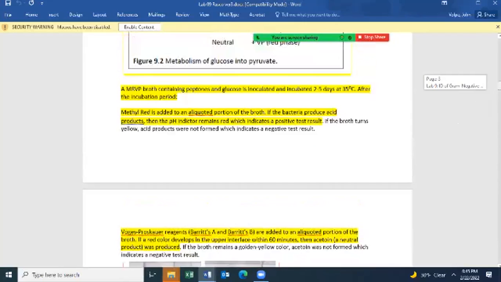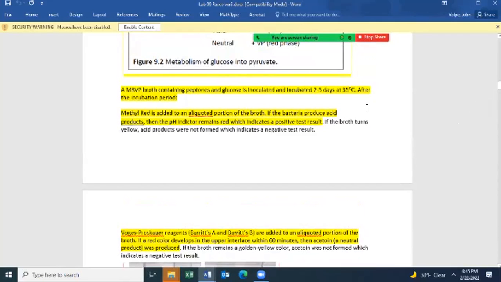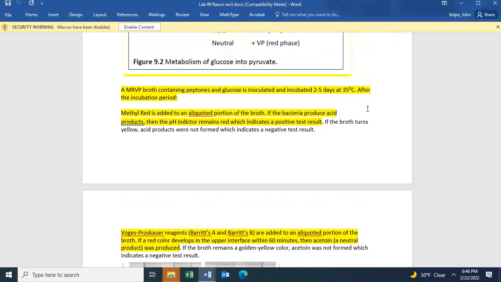All right, the MR-VP test is incubated for 2 days to 5 days. Let me see if I can remember this right. The VP test is only grown for 2 days. The methyl red test is grown for 5 days. And if you read about it, it's 2 days and/or 5 days. If it's negative, the MR test has to be repeated and you run it for 5 days.